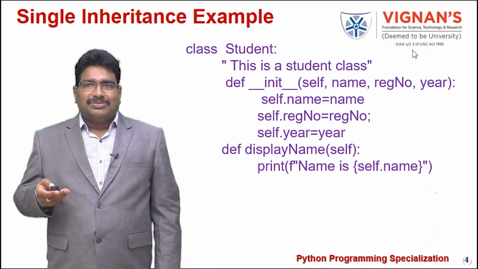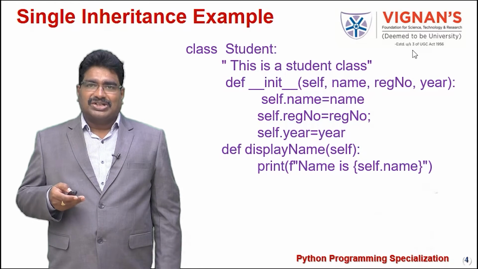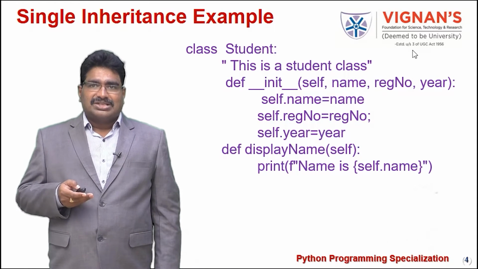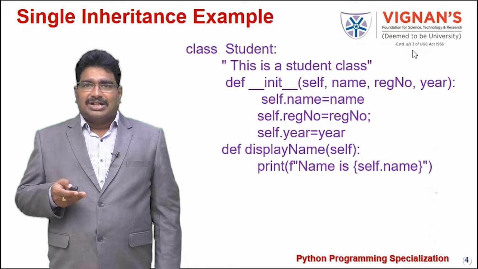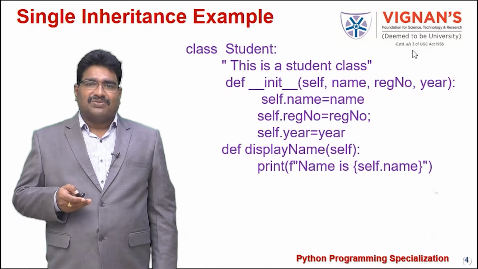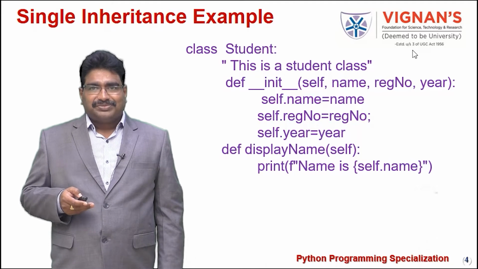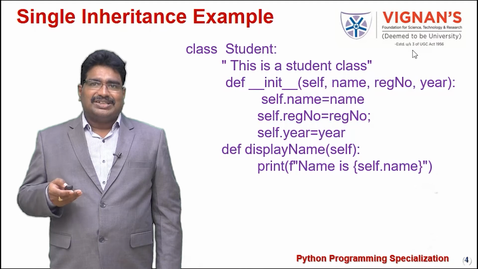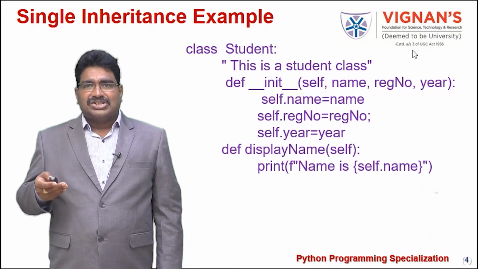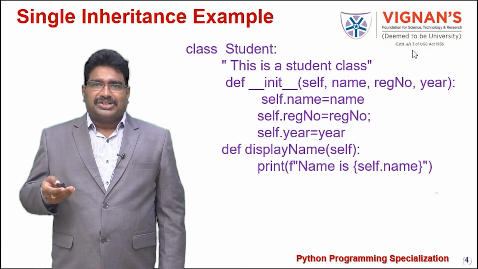What we pass to the Student class constructor are assigned: self.name is equal to name, that is, the name is assigned to self.name. Similarly, the register number is assigned to self.register_number, and the year is assigned to self.year. So for each object created in the Student class, the name, register number, and year are the object data members.